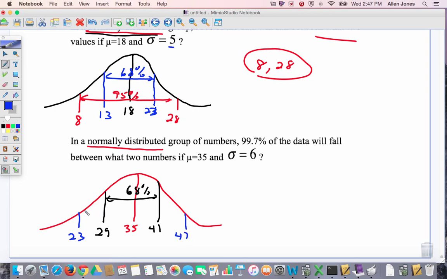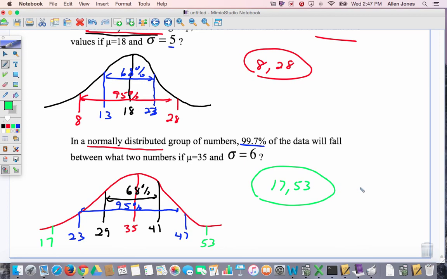We'll go down another standard deviation, so 29 minus 6 is 23. Or up another standard deviation, 41 plus 6 is 47. Between those two numbers, we have 95%. This time we're being asked for 99.7%. So I go down another standard deviation. That gets me down to 17, 23 minus 6, or up to 53, 47 plus 6. And within 3 standard deviations, or 17 and 53, is where 99.7% of the data values will lie.